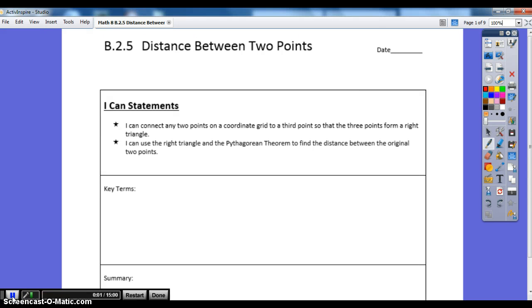Lesson 2.5, distance between 2 points. The I can statements: after this lesson, you will be able to connect any 2 points on a coordinate grid. What is a coordinate grid?